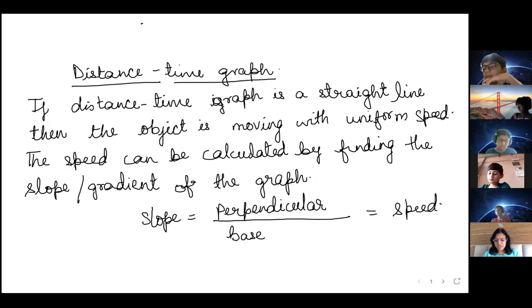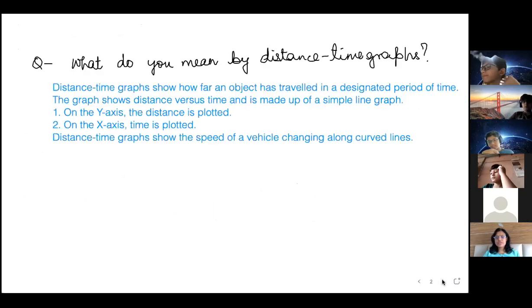First, you understand what is a graph. Distance time graph. Everyone has written the first page. Now, what do you mean by distance time graph? This is your first question. What do you mean by distance time graph? Distance time graph shows how far an object has traveled in a designated period of time. The graph shows distance versus time and is made up of a simple line graph. On the y-axis, distance is plotted, on the x-axis, time is plotted, and the distance time graph shows the speed. Now, from the graph, you can tell the speed of the vehicle. Understood?